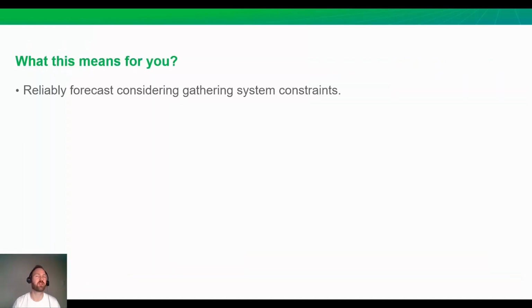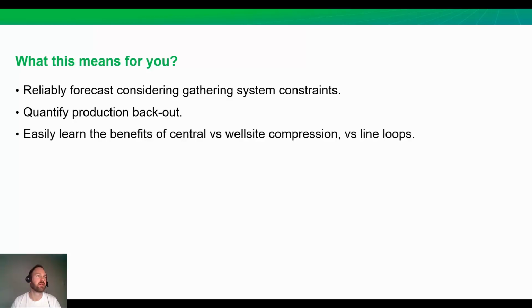So what does this mean for you? Well, if you're trying to do RTA forecasts, you need to know what the back pressure will be, and that includes the wellbore and the surface hydraulics, which is exactly what we talked about here with Piper. Next, if you're trying to quantify how much production you're going to back out if you have system constraints with your gathering system, that's what Piper can do for you as well. If you're trying to determine whether to do central compression, well site compression, or line loops, and what the uptick will be, that is what we can do here. If you've already done the RTA work and you just want to squeeze more value out of it, this is one of the ways you can do it.